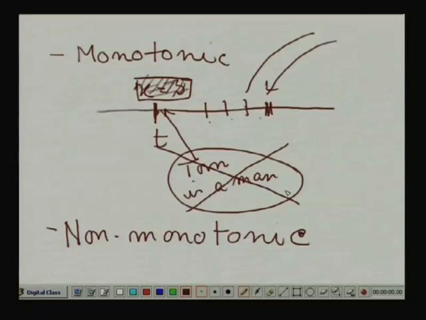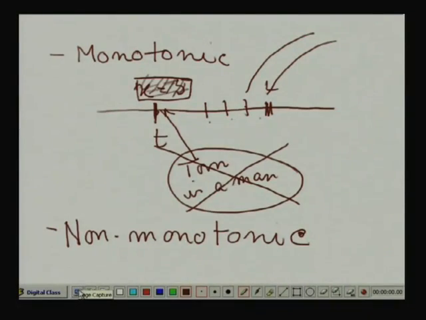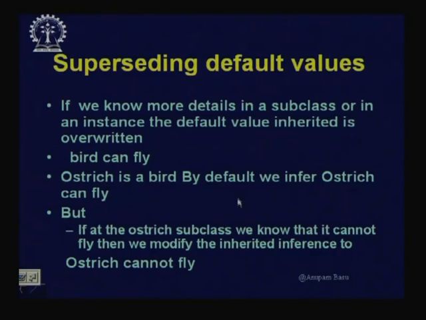And you will see that this default reasoning is nothing but an example of the same. Here we have done exactly the same thing, that we had made an inference here, but after that, as we came to know more facts about ostrich, we could override that. Now, these default values can be overwritten, but generic values cannot be overwritten.